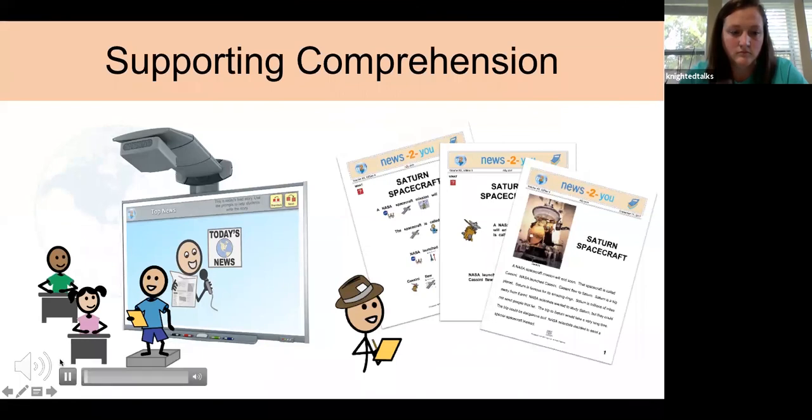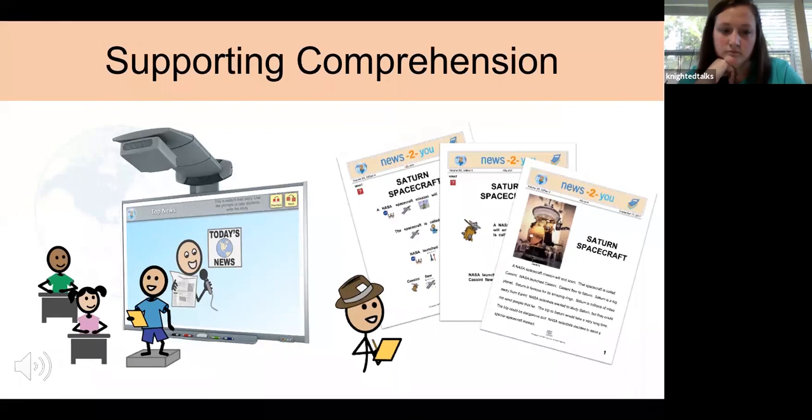I'm really excited to share this resource with you. It's called News to You, and some different school systems already have a subscription to this curriculum and some of them do not. I know they do have a few resources on their website though, but I want to direct your attention to the right side of the screen. You'll notice that all three papers have the same title, Saturn Spacecraft, but they are leveled differently for each student.